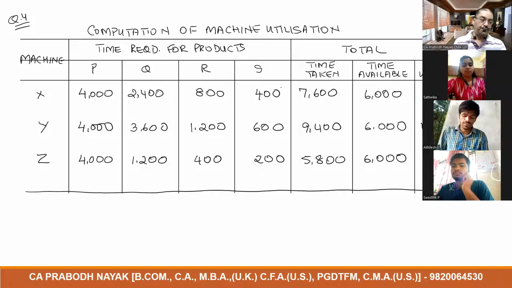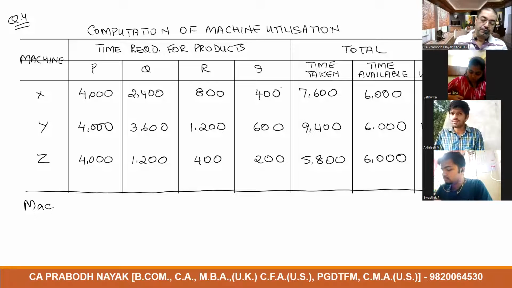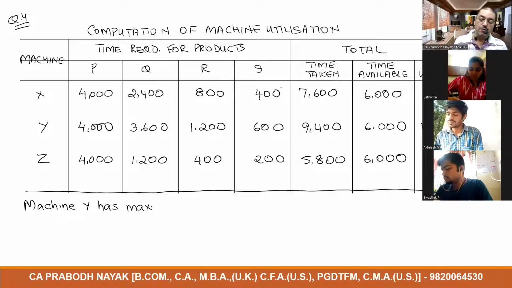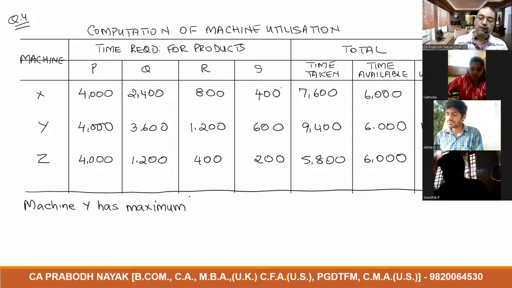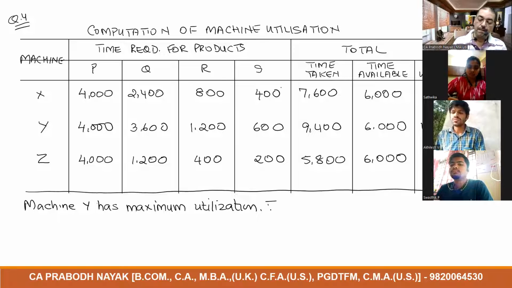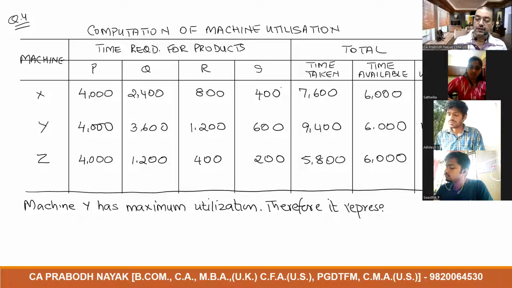Okay. So write down. Machine Y has maximum utilization. Therefore, it represents bottleneck activity.